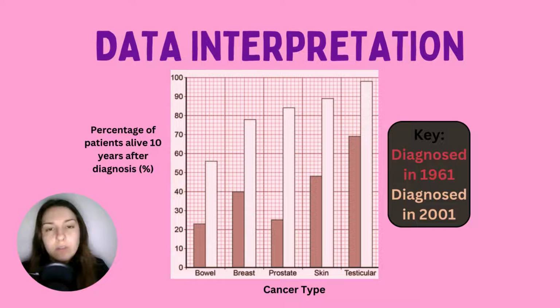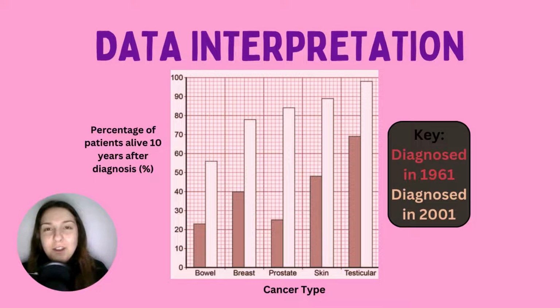And you can see there's two bits of information that have been plotted here. We've got a diagnosis in 1961 versus a diagnosis from 2001. So pause the video and write down in the comments below, hypothesize, what is your interpretation of this data? What does it tell you?